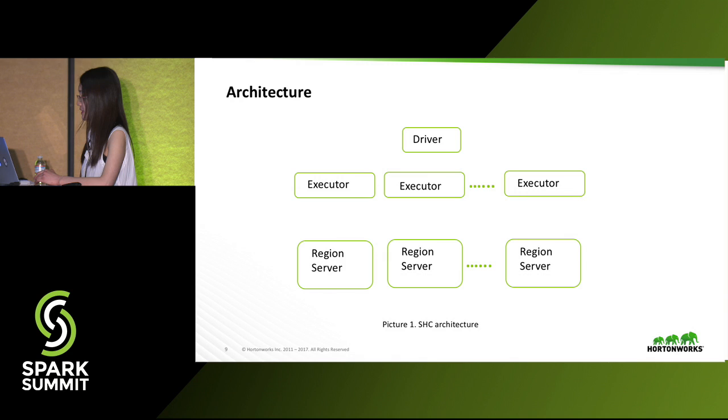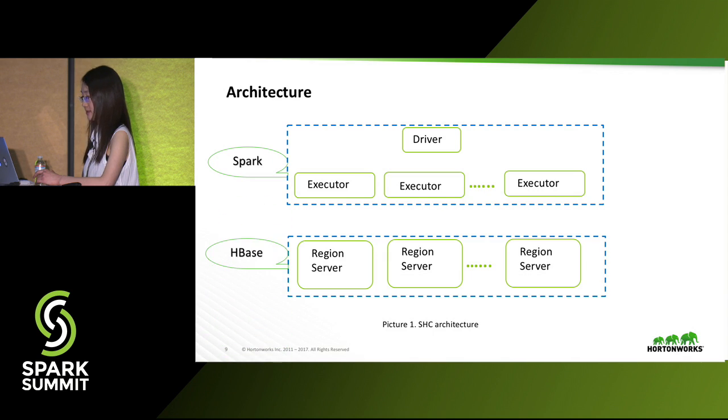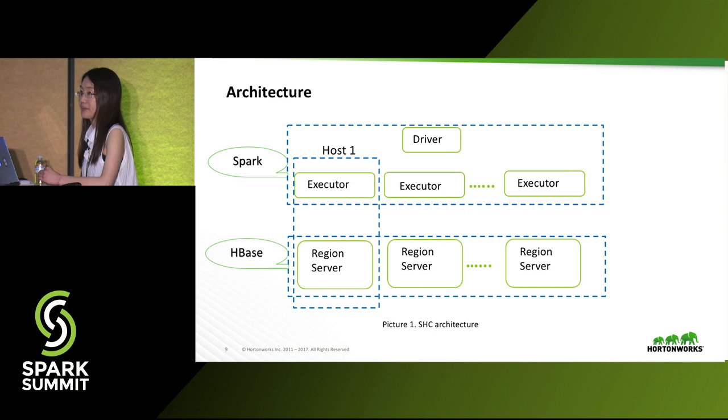As the diagram shows, we assume Spark and HBase are deployed in the same cluster. Spark runs along with HBase. This part is on the Spark side, and this part is on the HBase side. Spark's executors are collocated with HBase region servers. This deployment can benefit from data locality, but of course you can choose to deploy Spark and HBase in different clusters. But in that deployment, it won't get the best performance.